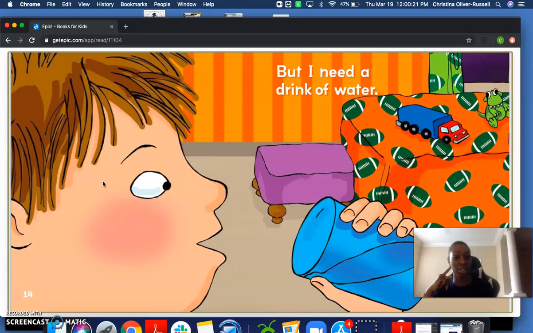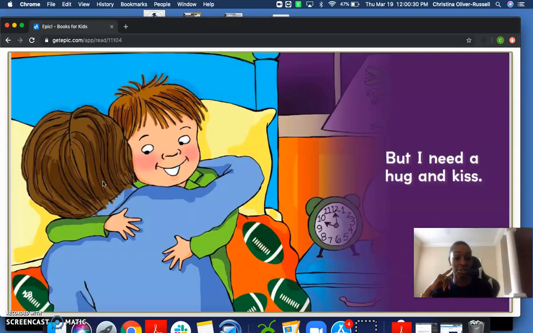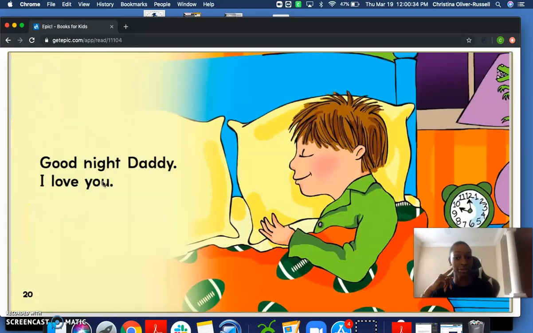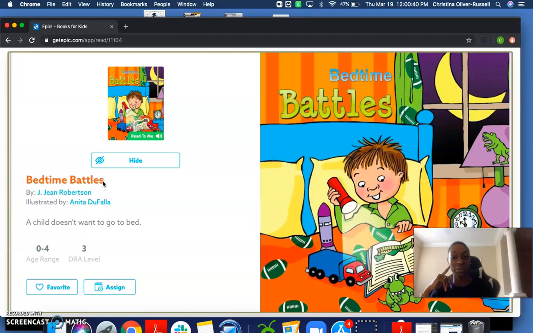Okay, he's drinking some water. Has a couple of toys on his bed. More toys, pictures. Now he's hugging someone. Now it looks like he's going to sleep. So let's go back to the front cover of our book. So after doing our picture walk, we think that this story is about what? Think about it first. After our picture walk, what do we think this story is going to be about?